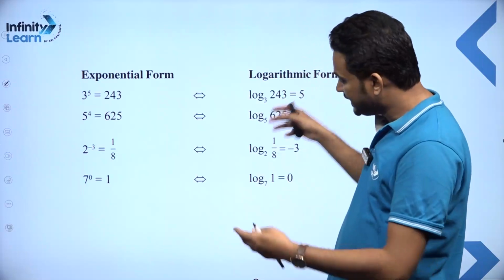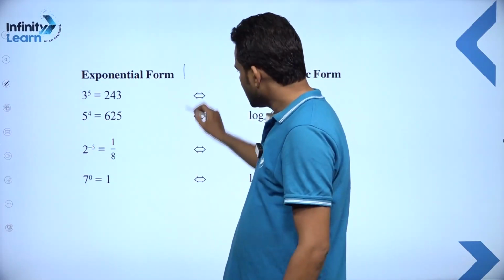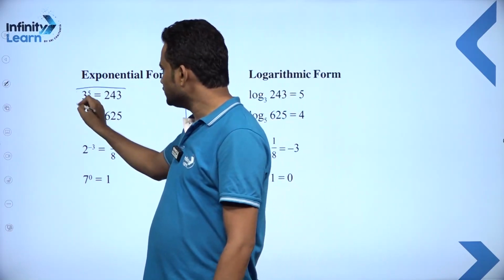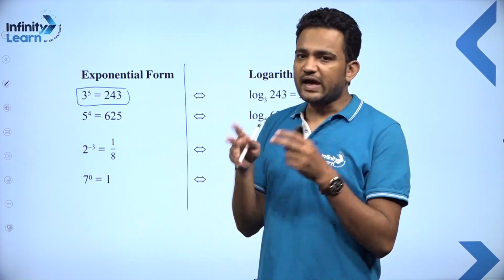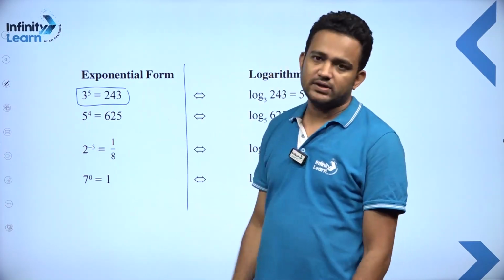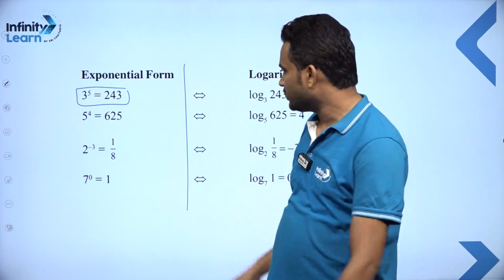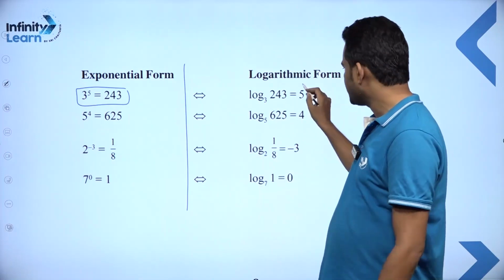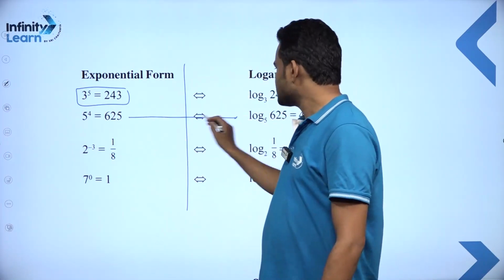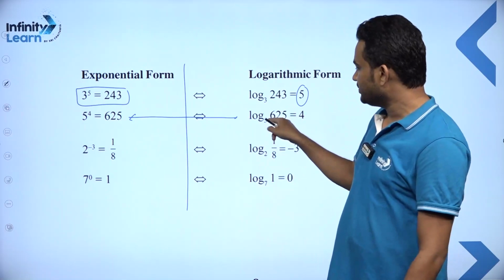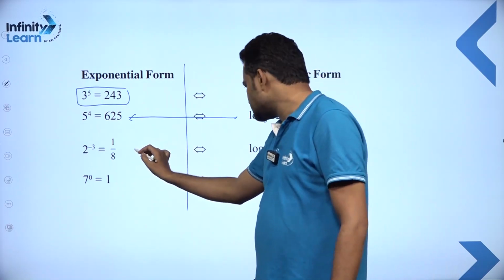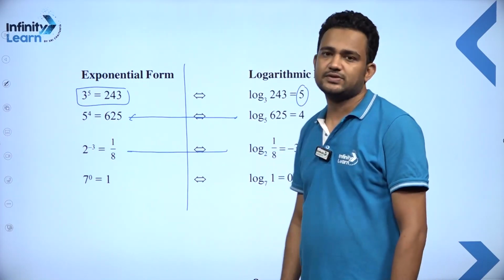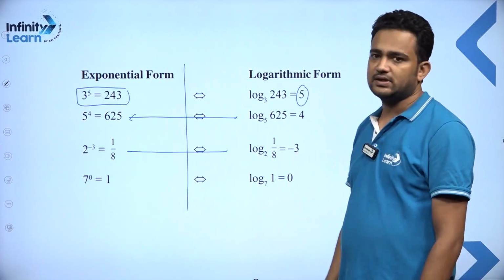So we have certain examples. This is the exponential form and this is the logarithmic form. What is 3 power 5? 3 power 5 is 243. If I ask how many times we should multiply 3 to get 243, then your answer is 5. So I will write it in the form of log. It will be log 243 base 3 and its value is 5. Similarly, we can convert this in the form of exponent. So it will be log 625 base 5, that is 4. And how will we convert this? This is basically log 1/8 base 2 and its value is -3, right?